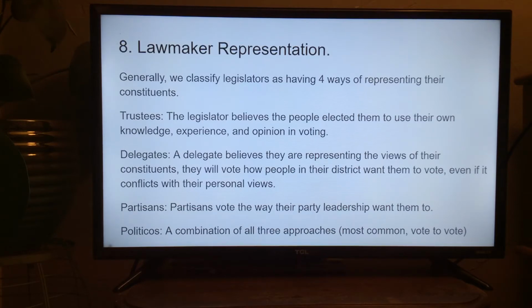A politico is someone who combines all these approaches and maybe applies one or the other on a vote-to-vote basis. And you can imagine how this works out in practice. It's not like you say, well, I'm always going to vote exactly the way the people in my district want. You probably use these things as kind of conflicting views.